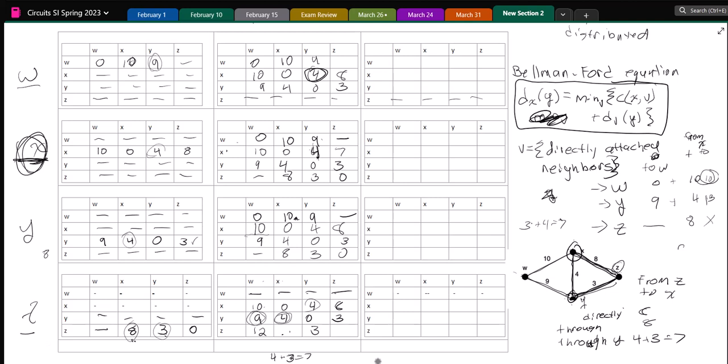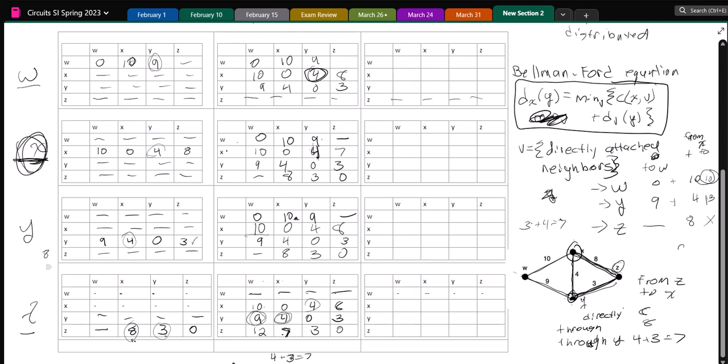And am I doing the same thing I just did a minute ago? Yeah, I am. All right. And now from Z to Z, that's 0. Okay. So now let's go. We're done when none of the distance vectors change. If a distance vector did not change from the time before, then it doesn't send it to its neighbors.